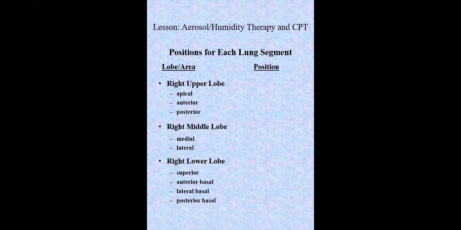If it's my posterior segment of my right upper lobe, I'm probably going to do like this, sitting, leaning forward, right? So the back section of my upper lung can drain to the middle, okay? Make sure I'm sitting up but leaning forward, all right? So those are the things that you have to kind of start to wrap your mind around, where these segments are and how would I get them up in the air, okay? How would I get them up in the air?